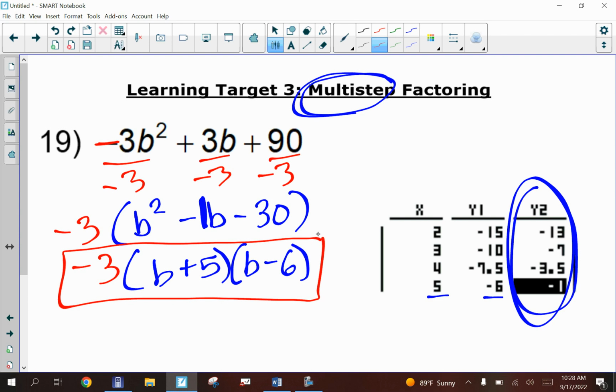Now, I didn't have to divide this because the new problem has a 1 in front. And even if you did, if you divide by 1, it doesn't change anything. So you'll still end up with the same answer.